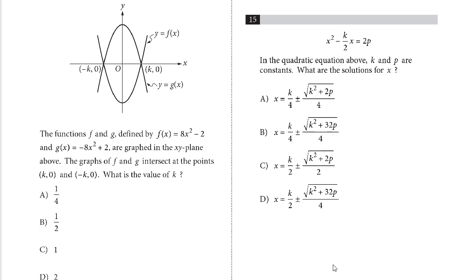Okay, 15. x squared minus k divided by 2 times x equals 2p. In the quadratic equation above, k and p are constants. What's the solution for x?